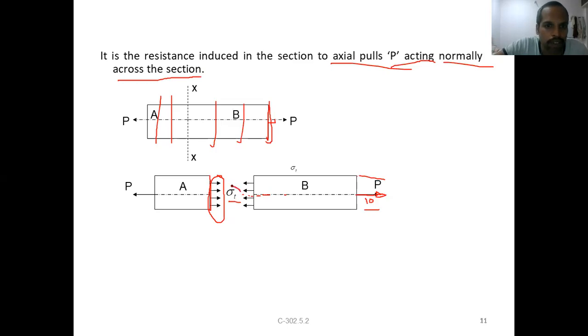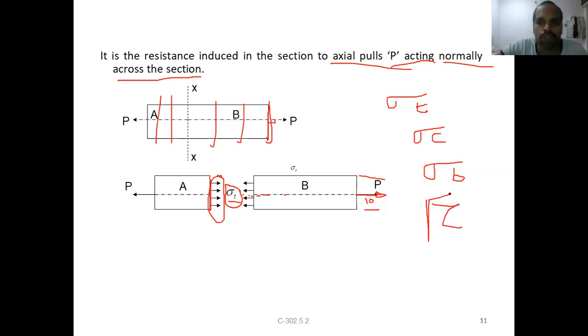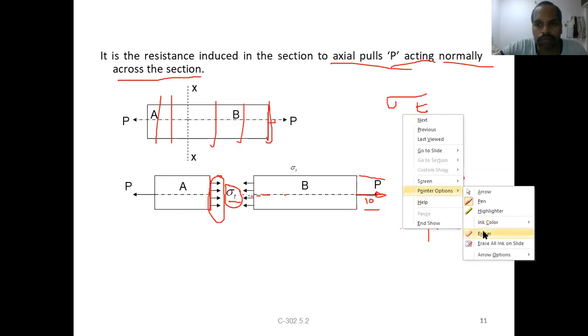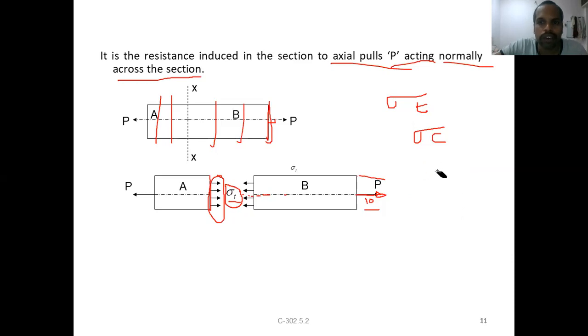Most of the time we use this subscript. Based on the subscript only, you should be able to know what type of stress is induced. Sigma subscript T, tension, tensile stress. Sigma subscript C, compression. Sigma subscript B, bending. Of course, shear is different. We use a different term, tau. So forget about it for the time being. Now let us see only sigma T and sigma C for the time being.